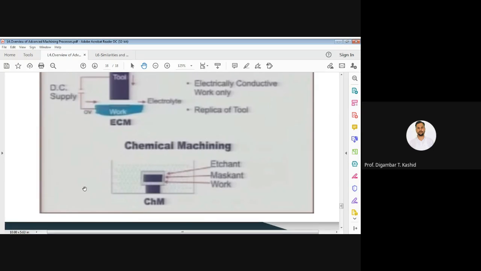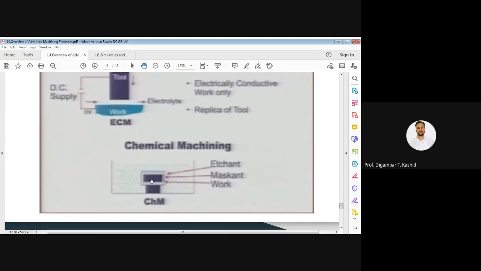And in chemical machining, among the techniques available for applying the maskants, we have the photoresist technique, which is called photochemical machining. In that we will see again.